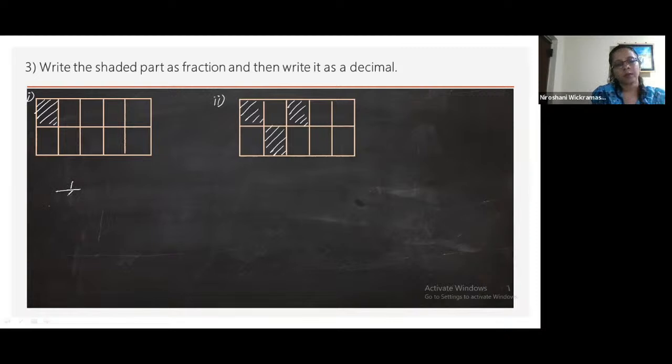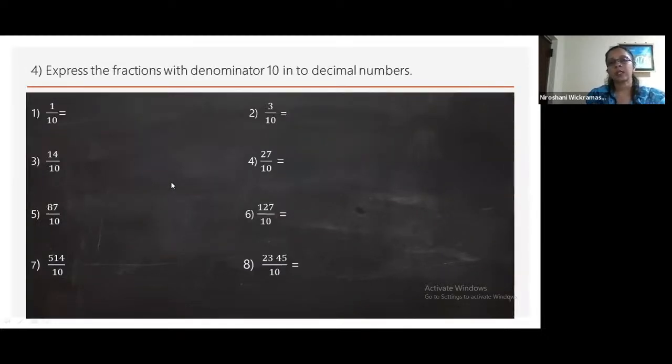1 over 10, right? Then it means 0.1. You are going to write the shaded part as a fraction and then write it in decimal form. 1, 2, 3. 3 over 10, you can write 0.3. Express fractions with denominator 10 as decimal numbers. All contain 10, so the decimal point moves 1 place back. 0.1.